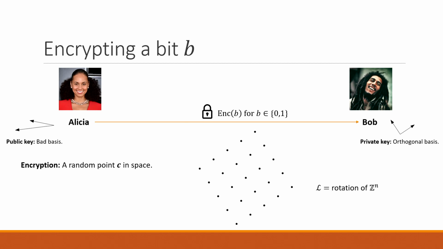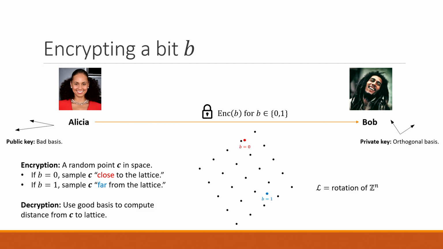Intuitively, the way that Alice is going to encrypt a bit is she's going to choose her ciphertext by sampling a random point in space. So not a lattice point, but some point in space. And she's going to do this according to different distributions, depending on whether she wants to encrypt 0 or 1. Intuitively, if she wants to encrypt 0, she's going to choose a point close to the lattice, and if she wants to encrypt 1, she'll choose a point far from the lattice. Then to decrypt, Bob can just round using his good orthogonal basis to compute the distance exactly of the ciphertext point to the lattice.